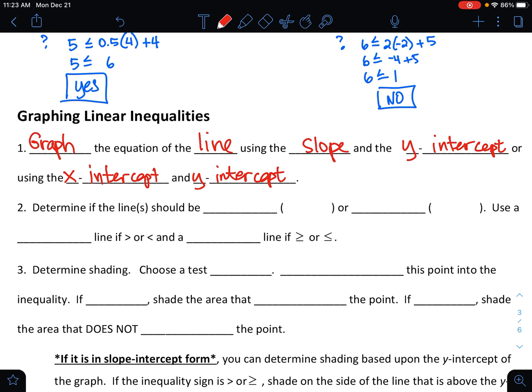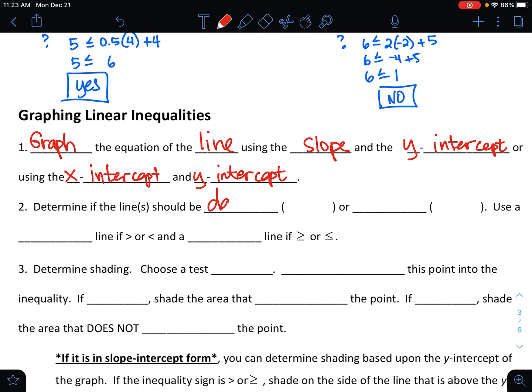Step 2, determine if the line or lines should be dashed. They'll look like this: dash, dash, dash, dash, and then maybe an arrow on one side and an arrow on the other. Or solid, which is what our typical line looks like. Sometimes we're going to put dashed lines or dotted lines, so we're going to make that determination. In order to decide which is which, use a dashed line if it is a greater than sign or a less than sign, and a solid line if it's greater than or equal or less than or equal. Some people like to remember that if it has the or equal bar under it, it's a solid line. If there's no or equal bar, it's dashed.